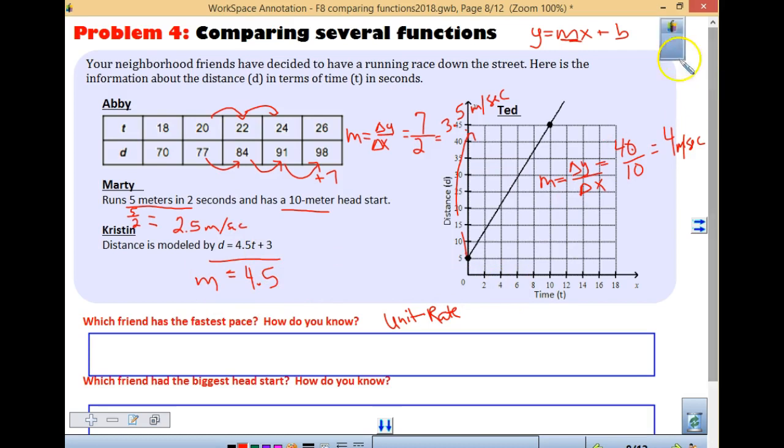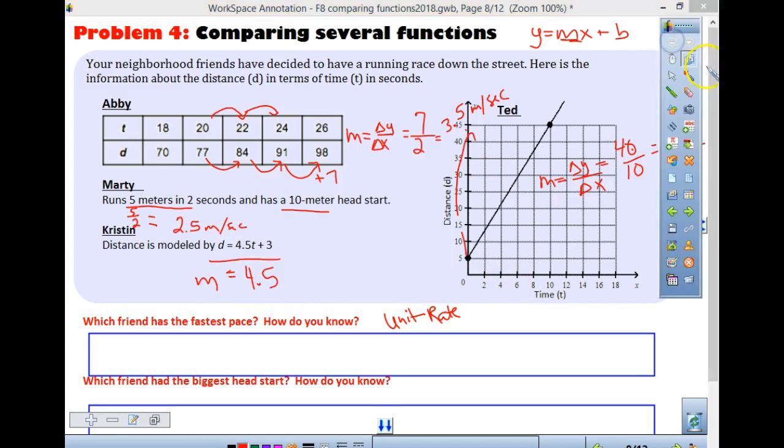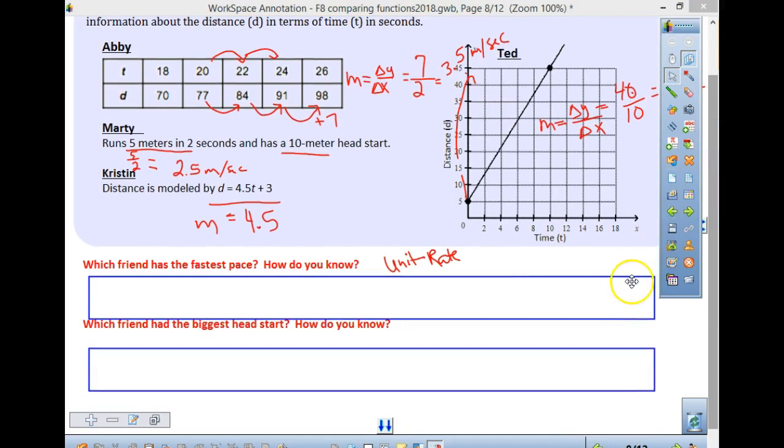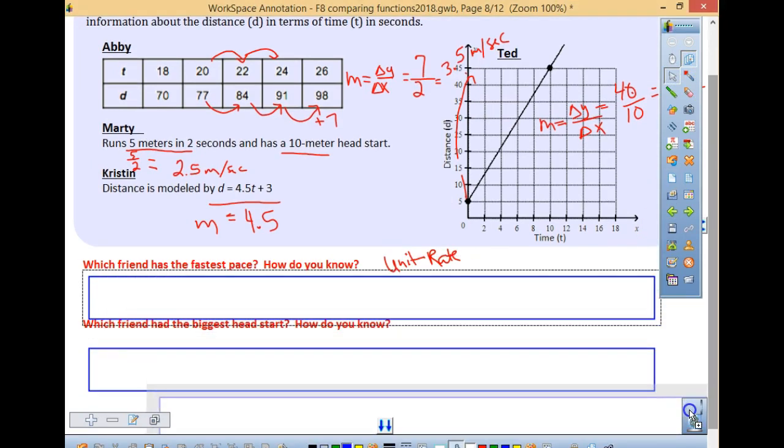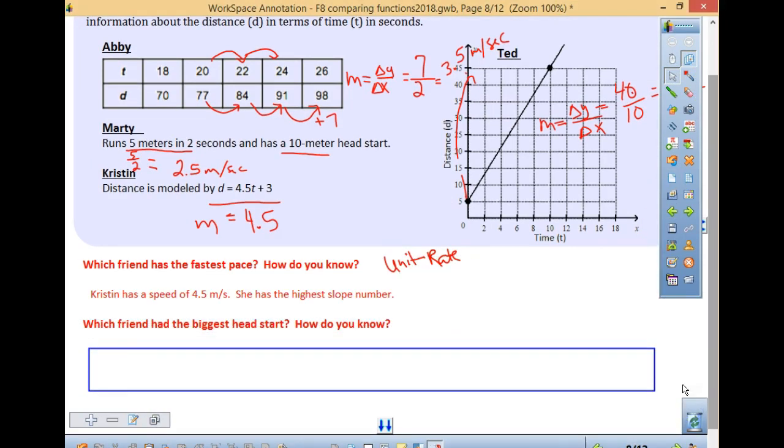So in order to answer the questions when you're doing this in your homework, same thing. You need to find all of these unit rates. So which friend has the fastest pace? Should be Kristen. 4.5. How do we know this? Hers is the highest slope. It's the largest slope. If we would have graphed all of them, hers would be the steepest line.